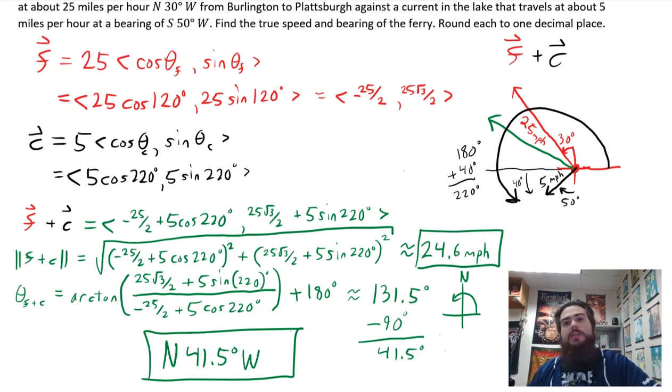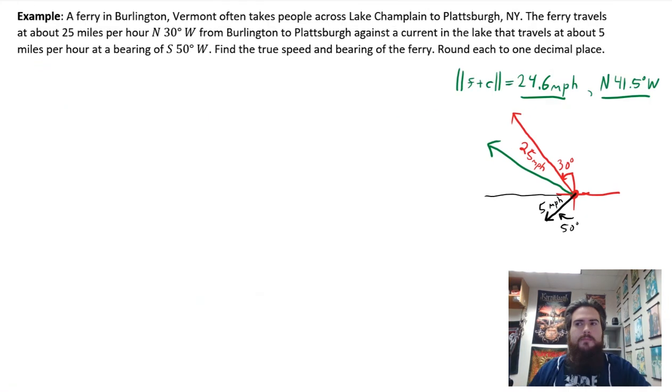I did, however, say that I'm going to demonstrate how to do this problem in a couple of different methods. So I'm going to take some of this work away, and I'm going to restart this considering a different way of evaluating this problem. I have erased the previous work, but I did keep the two answers that we came up with, 24.6 miles per hour and north 41 degrees, or north 41.5 degrees west.